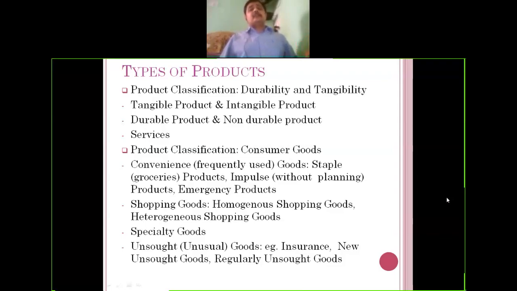But in spite of that, those insurances are also there in branding, because recognition is so important to occupy the marketplace, correct? And there are new unsought goods and regularly unsought goods. So what are new unsought goods? The unusual goods which very rarely take place in our life.